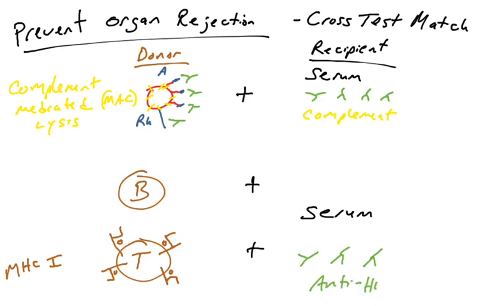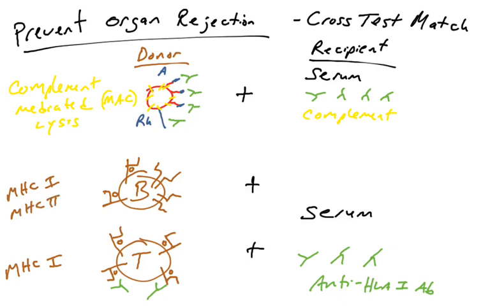If this recipient makes anti-HLA antibodies that bind these HLAs, or MHC class 1s, then this is not a good match, right? So we don't want antibodies from the recipient binding these MHC class 1 molecules. If they don't bind, awesome. If they do bind, that is not good. There's going to be a hyperacute rejection occurring.